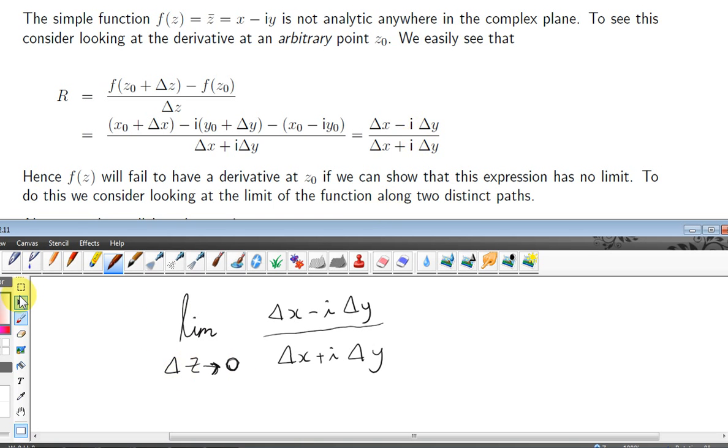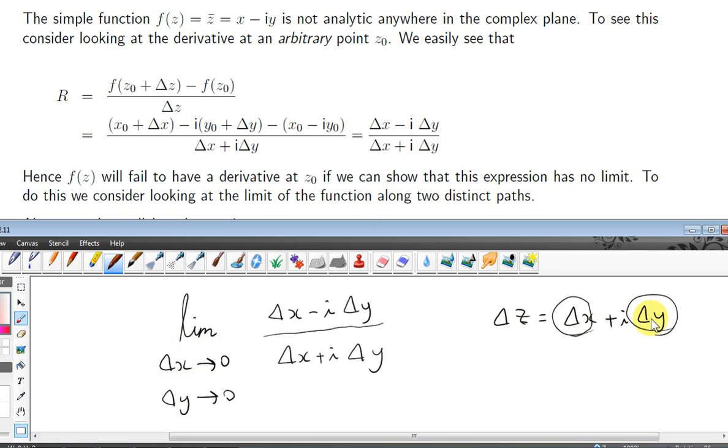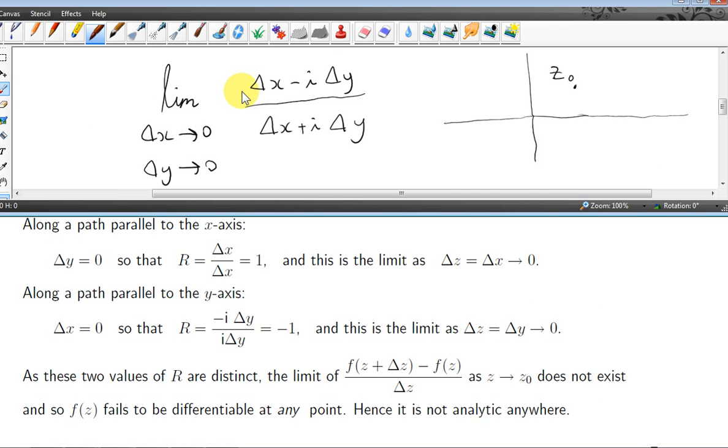But if delta z goes to 0, that's just the same thing as taking the limit as delta x goes to 0 and as delta y goes to 0. Okay, so if delta z goes to 0, obviously we want both of these to go to 0. The real part and the imaginary part have to go to 0 if we want the whole thing to go to 0. We can take this limit in two ways.